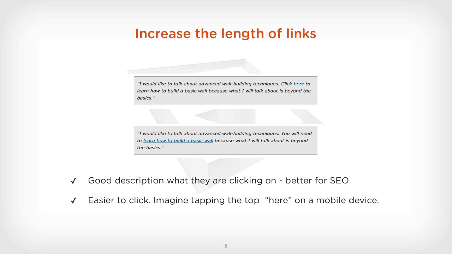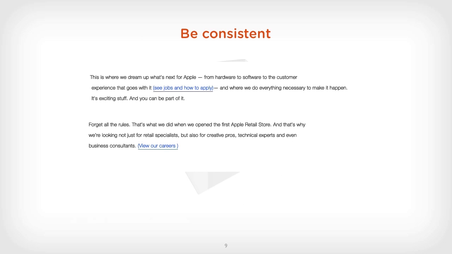It's also a lot easier to click that larger link than it is to click the smaller link. Imagine clicking that little tiny here on a mobile device. It wouldn't be that easy to do. 7 to 12 words are optimal for the number of words in your links.